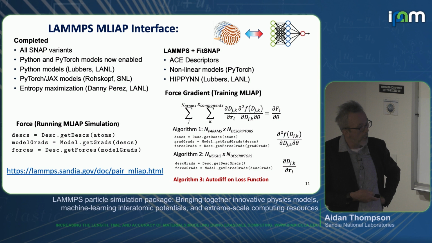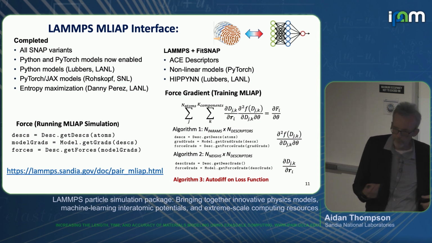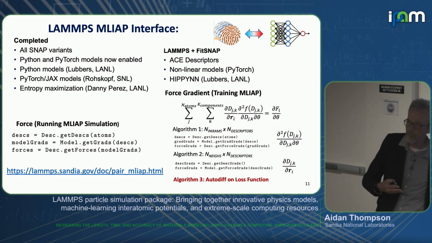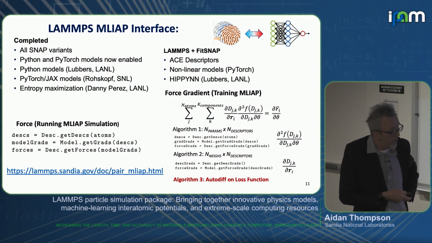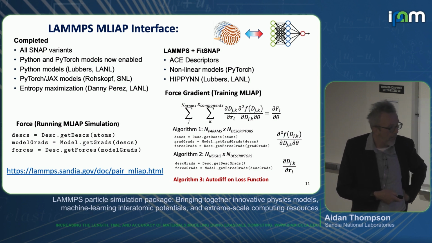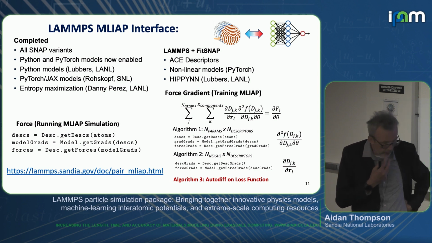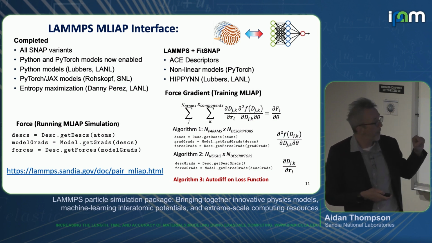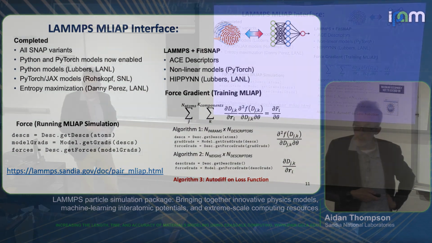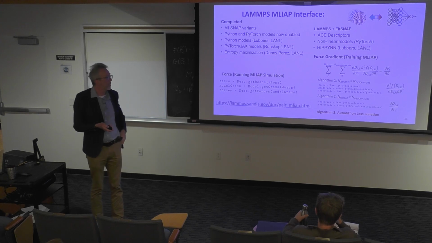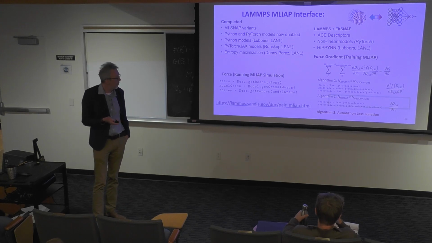And I implemented two different ways, and they both have their advantages and disadvantages. One of them works great for SNAP, but that one also works terribly for neural networks. The second one works better for neural networks. But there is a third way, and this was originally communicated to me by Nick Lubbers at Los Alamos, who also, by the way, implemented the PyTorch interface into the MLIAP package, which is very important. And this third way has now been properly implemented by Drew Rohskopf, who's here at the workshop.